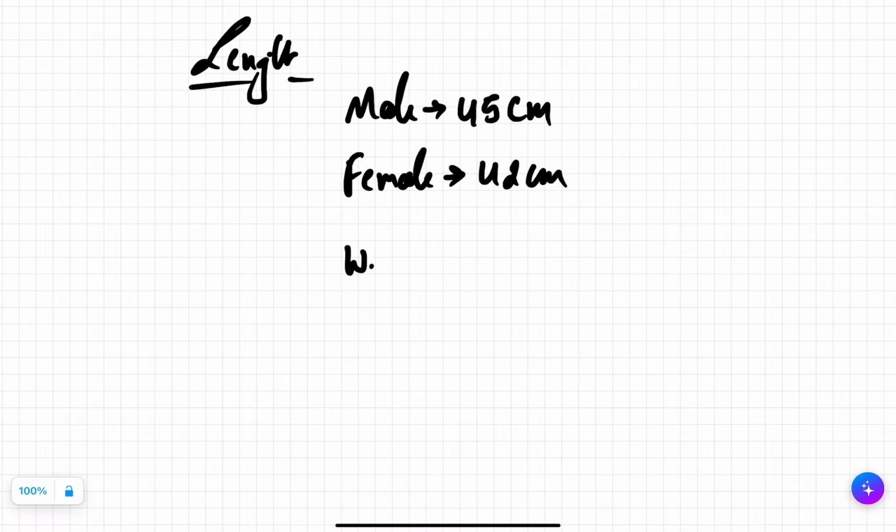If we talk about the weight of the spinal cord, this is very light. Like our brain is in kilograms, but the spinal cord is around 30 to 35 grams only, not even 300. So 30 to 35 grams.